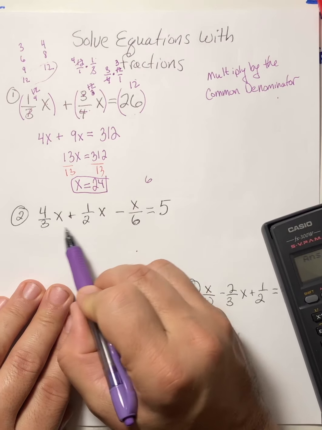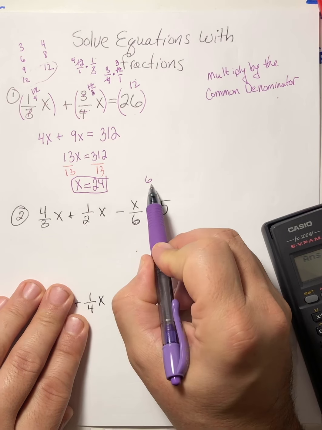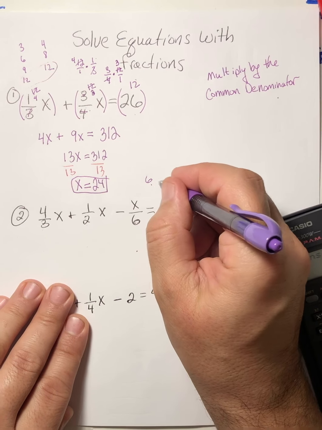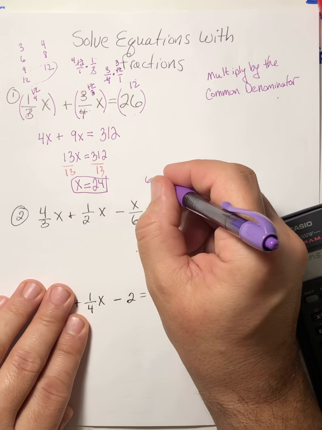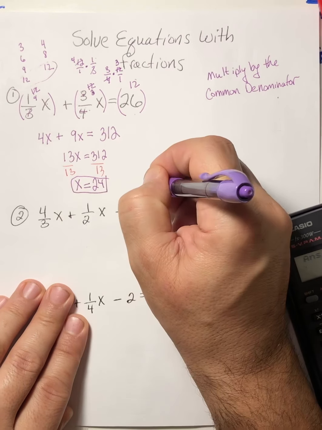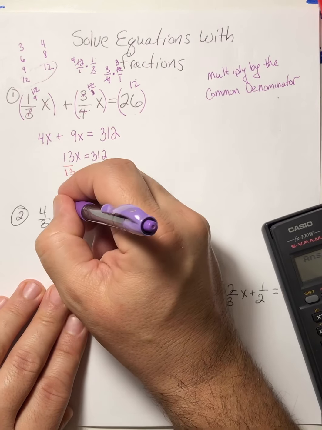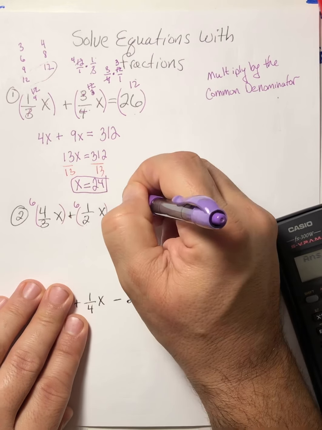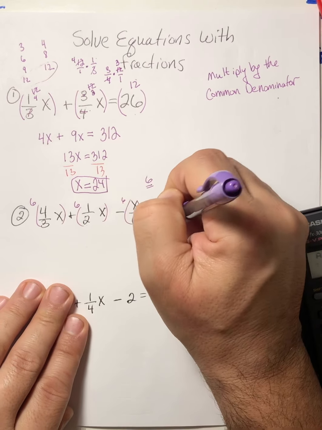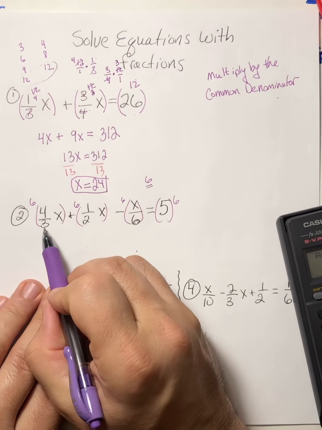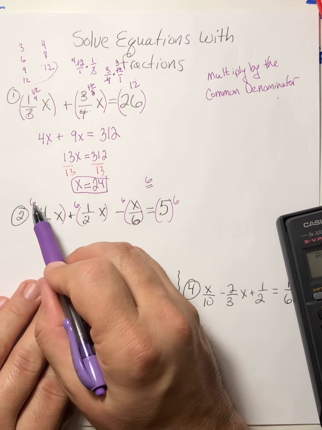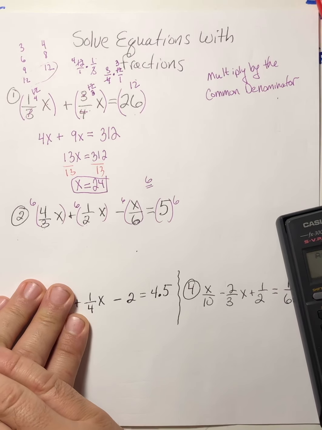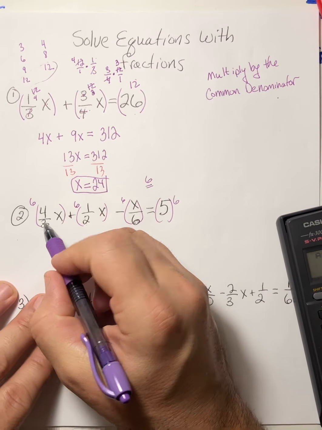What do we know about 2 and 3? That's right, they go into 6. So our common denominator then is 6. There it is, there's our common denominator right there. So we're going to multiply everything by 6. Yes, I can count by threes. 3, 6, there it is. 2, 4, 6. All right, now we're doing the same thing.